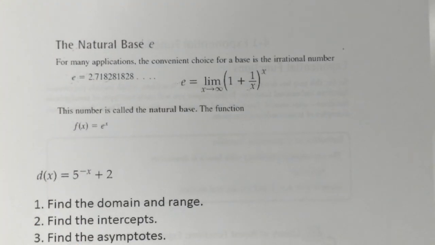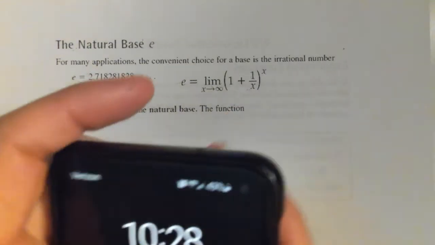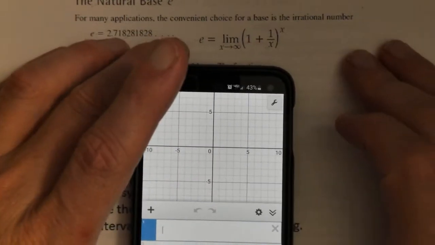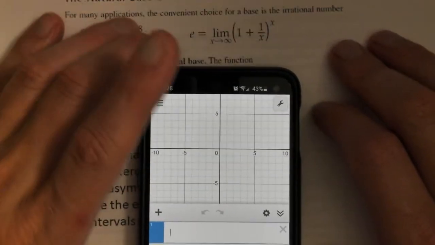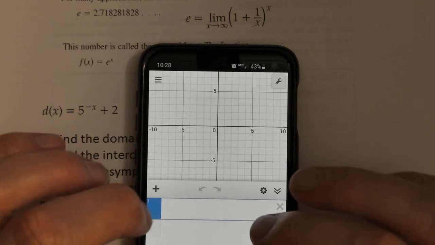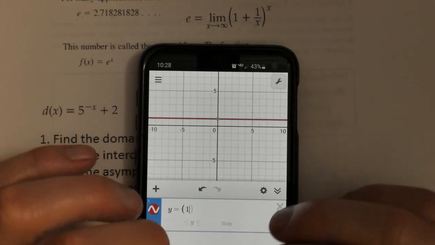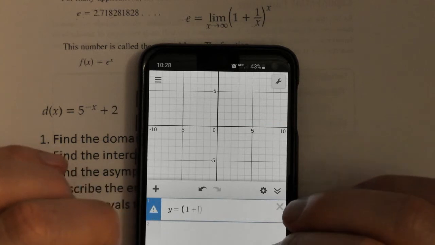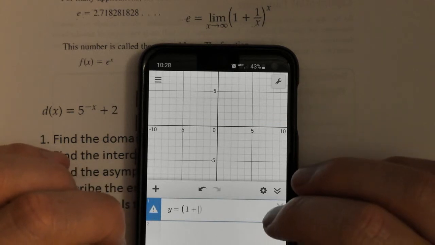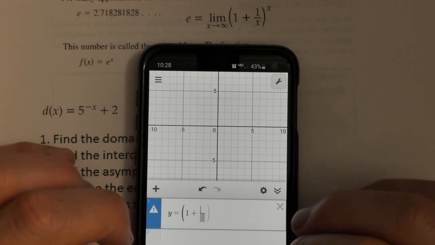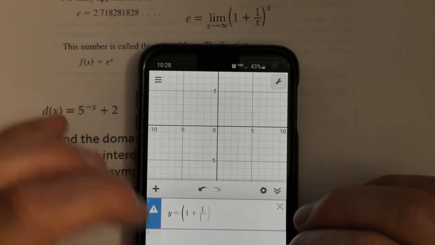Okay. And so when you have an exponential function whose base is e, and as a matter of fact, we probably have time to graph it and see it. Let's do that. All right, so I have my calculator here, and let's put this function in there. Y equals, open a set of parentheses, 1 plus, we'll make a fraction here, 1 over x.